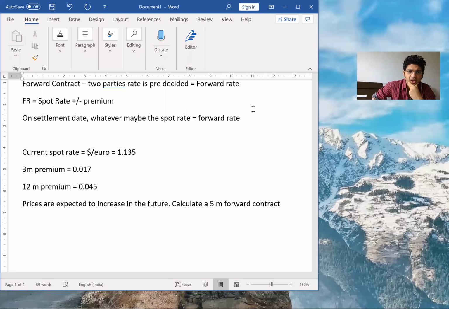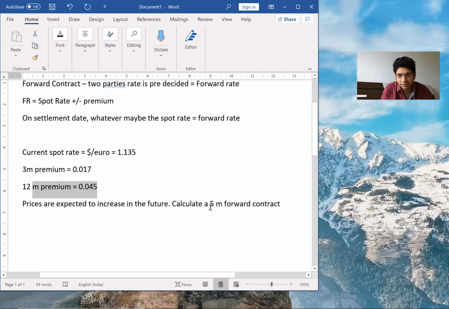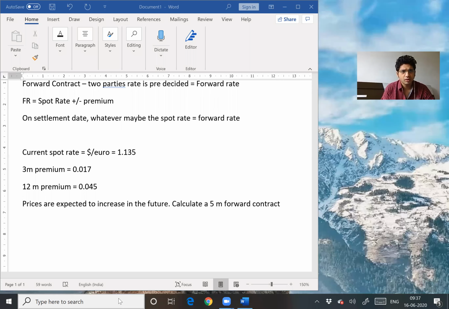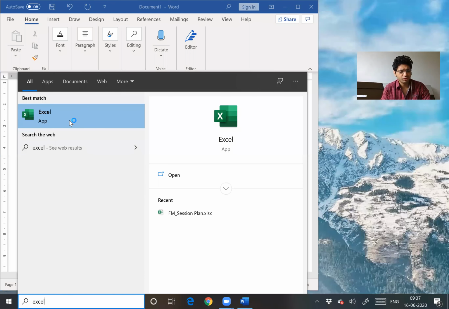Okay, so today we are continuing with forward contract, and we'll see a question where exact premium is not given. So we'll have to find out the premium. In this problem, a 3 months premium is given, a 12 months premium is given, and they have not given a 5-month premium, but they're expecting a 5-month forward contract. Okay, let us see. We'll solve this logically with simple mathematic technique.